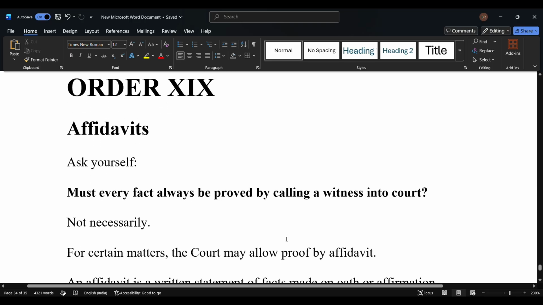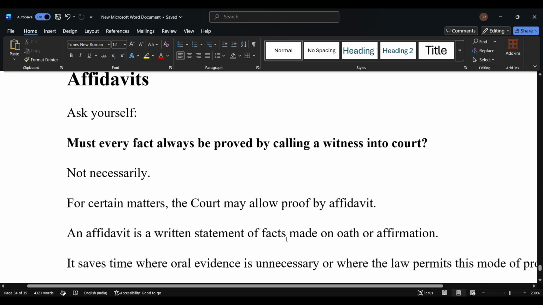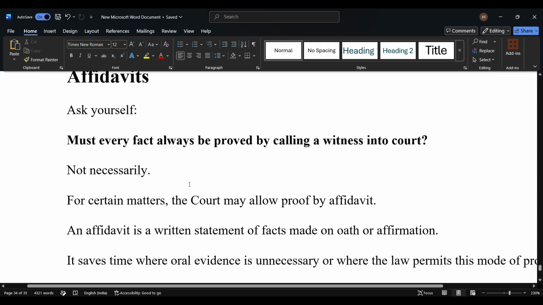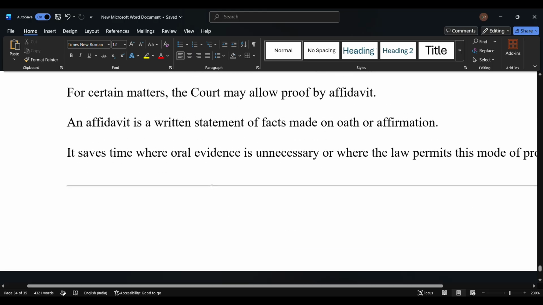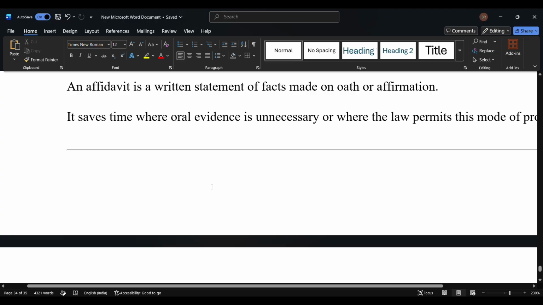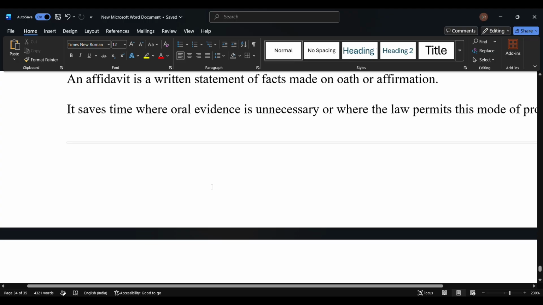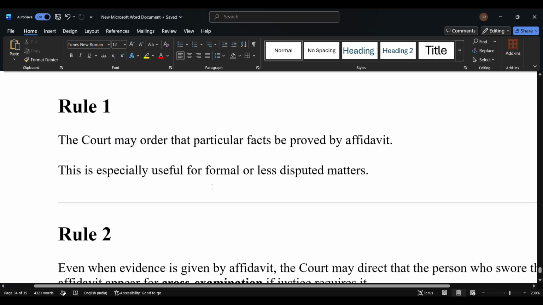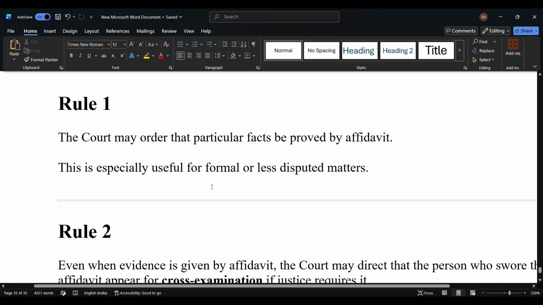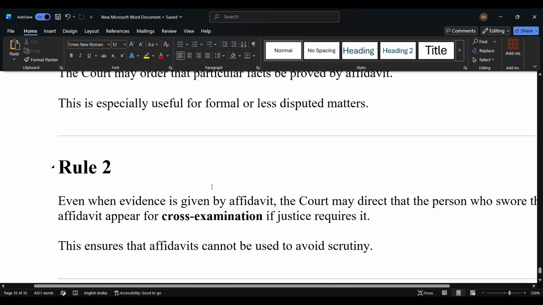Order XIX, affidavits. Ask yourself, must every fact always be proved by calling a witness into court? Not necessarily. For certain matters, the court may allow proof by affidavit. An affidavit is a written statement of facts made on oath or affirmation. It saves time where oral evidence is unnecessary or where the law permits this mode of proof. Rule 1: the court may order that particular facts be proved by affidavit. This is especially useful for formal or less disputed matters.